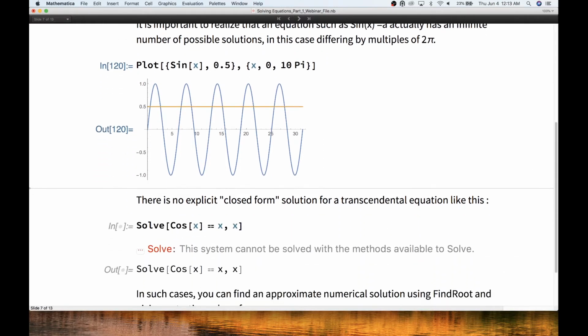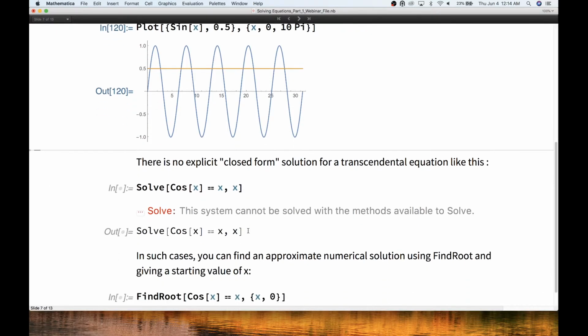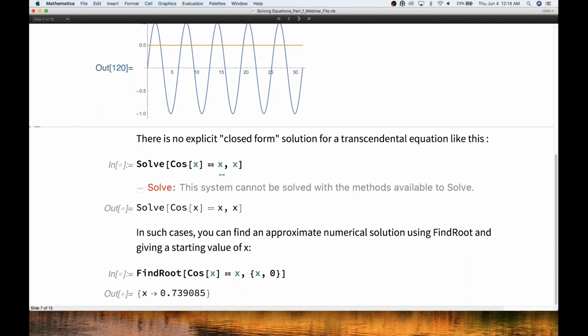Similarly, in certain types of transcendental equations, there is no explicit closed form solution, like cos of x is equal to x. So there is no explicit solution for that. So the Wolfram language will give you a warning in this case, and it will tell you that these types of systems cannot be solved with the methods available to solve.